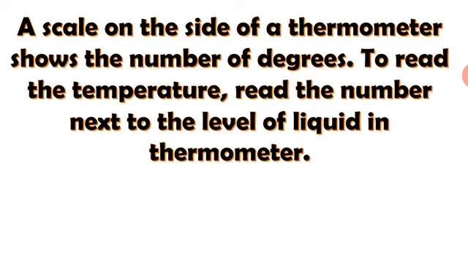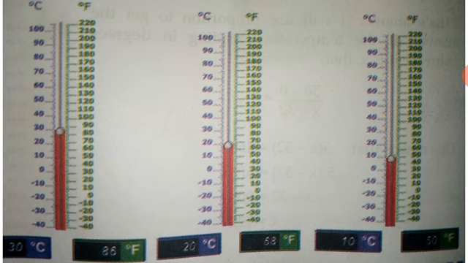The scale on the side of a thermometer shows the number of degrees. To read the temperature, read the number next to the level of liquid in the thermometer, just above the level of liquid. Here are three examples of temperature readings.